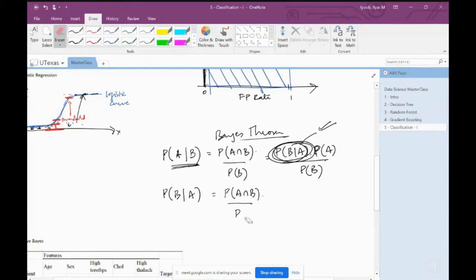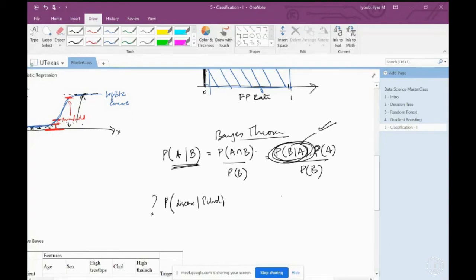Okay, so why is this helpful? Think about it. If I want to know the probability that somebody has a disease, given that they have high cholesterol, right? This is something I want to know.